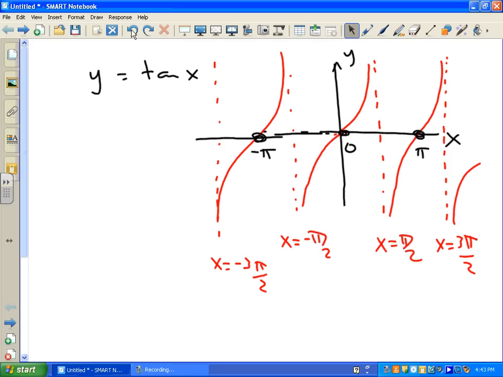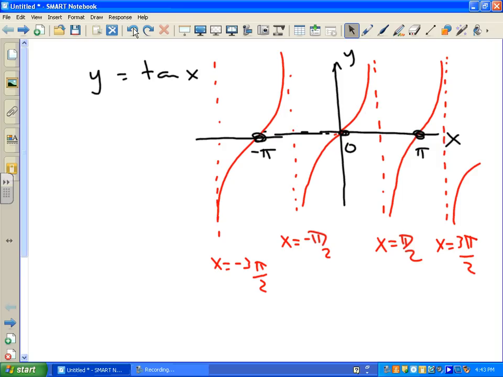But does the tangent function pass a horizontal line test? That's an interesting question. So here's the horizontal line. And if we run that, obviously it intersects the graph in more than one spot. So the graph would fail the horizontal line test.